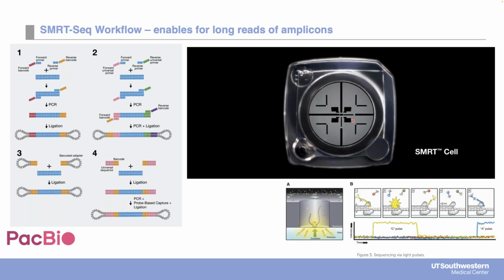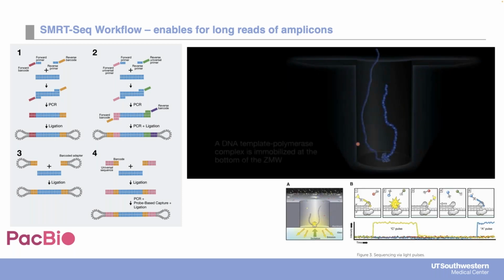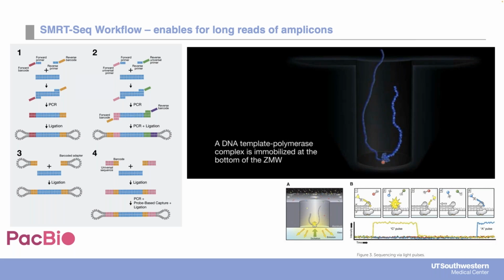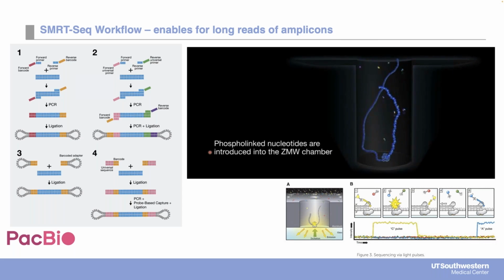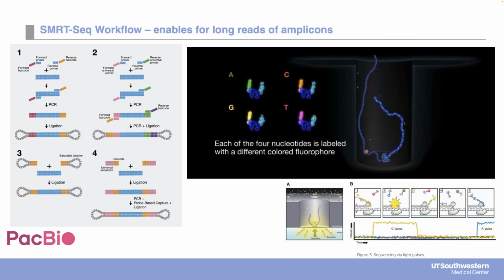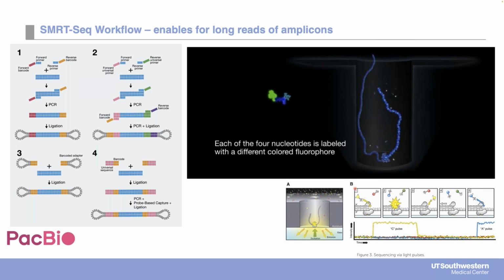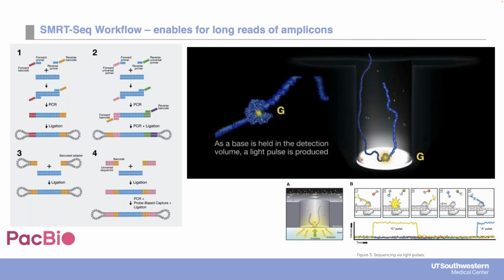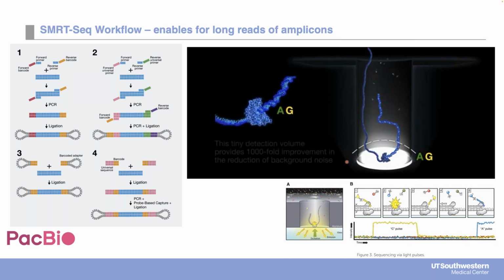And what's so great about this SMRT Cell is that it has millions of these tiny zero-mode waveguides, where at the bottom is an immobilized polymerase. This immobilized polymerase is able to capture one molecule of DNA, or in our case, a single amplicon of a cap gene. When we introduce this into the sequencing reaction with their phospholinked nucleotides, we can actually record in a movie the sequencing reaction in real time. This allows for high sensitivity and long read sequencing, which is what enables us to read the full 2.2 kb cap gene within our studies.